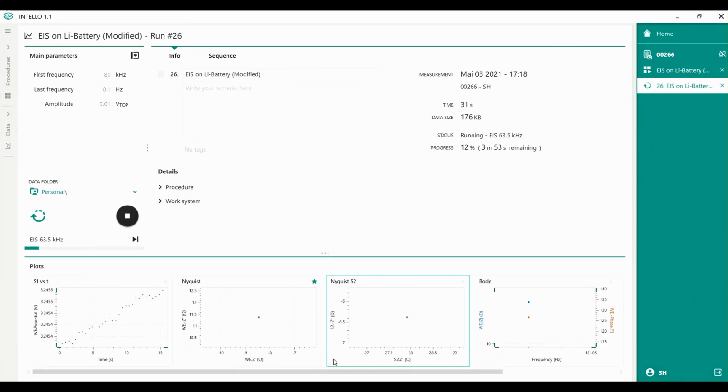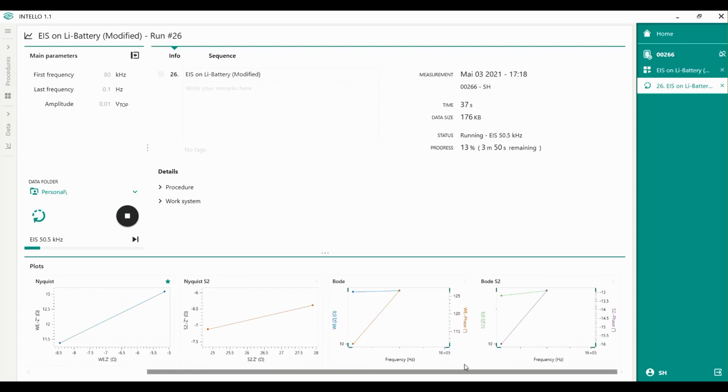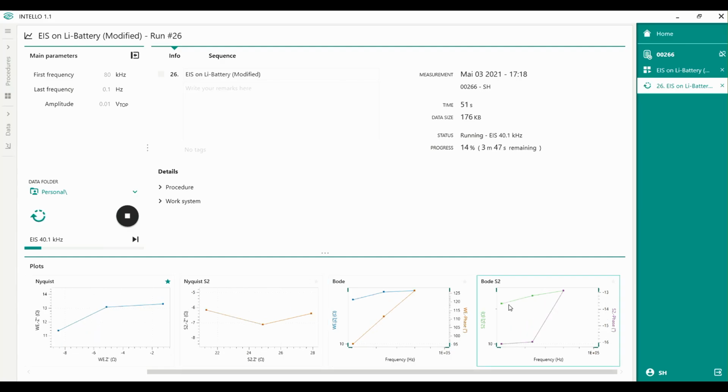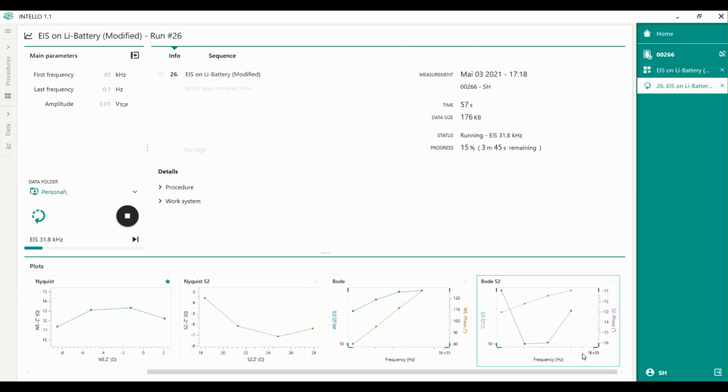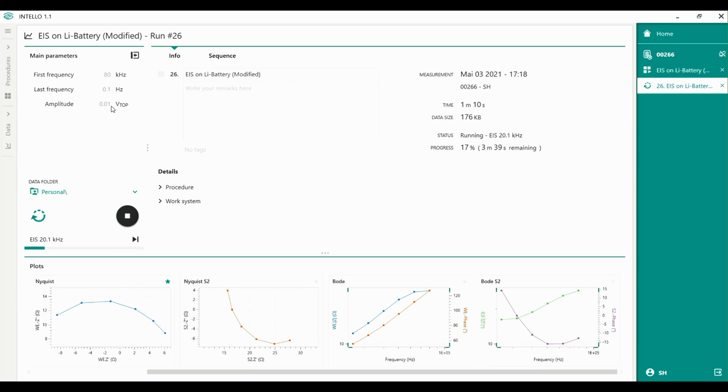In the bottom part of the software you can see the plots. There are 4 plots for the impedance measurement, 1 Nyquist plot for the working electrode, the second Nyquist plot for the counter electrode, and 2 Bode plots for the electrodes. In the Bode plot you see displayed the magnitude of the impedance and the phase angle with respect to the frequency. As measuring parameters we are using a starting frequency of 80 kHz and the last frequency of 100 mHz and an amplitude of 10 millivolts.